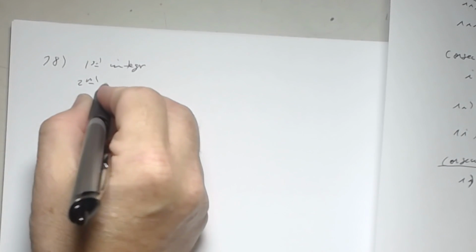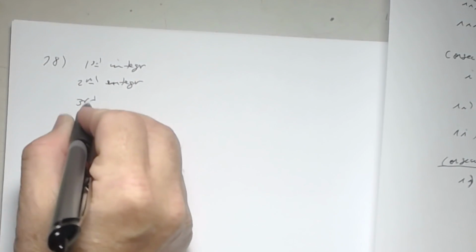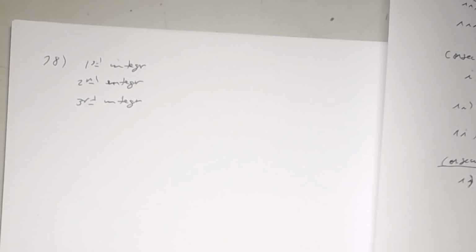And as we get into that section, that's how you're going to write this. You're going to say first integer, second integer, and third integer, right? Now you could be a little bit more specific. You could say the first even integer, the second even integer, the third even integer. But you're dealing with integers.